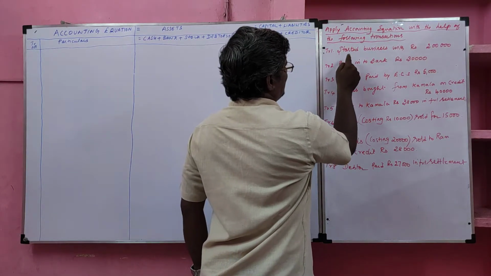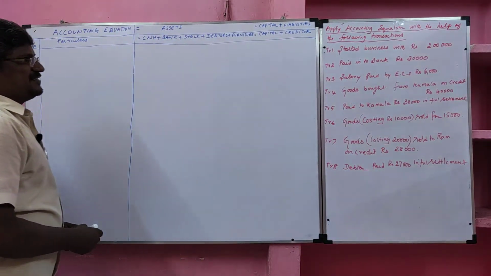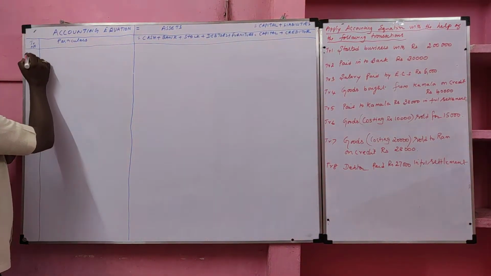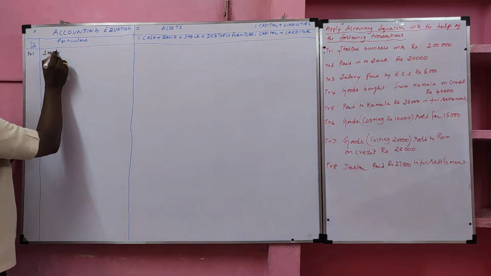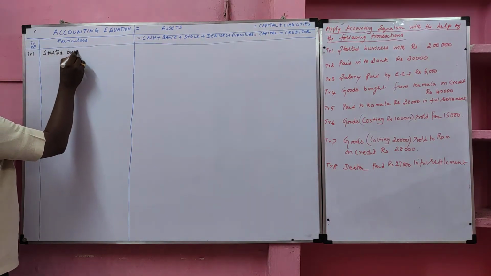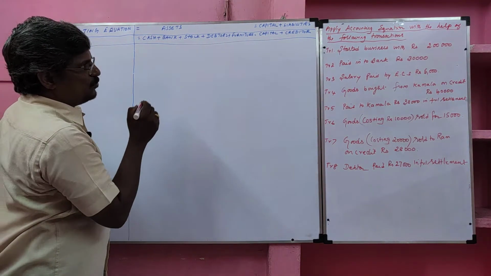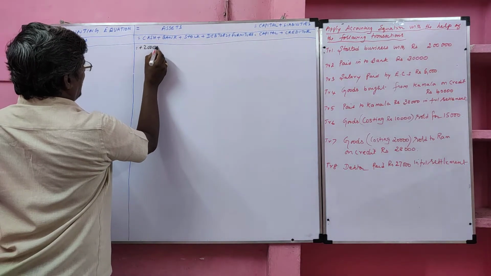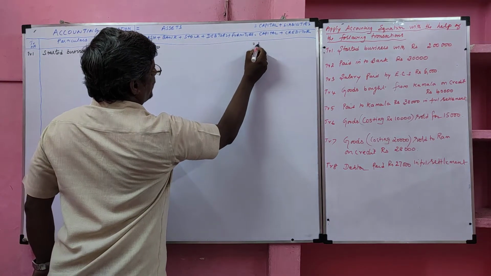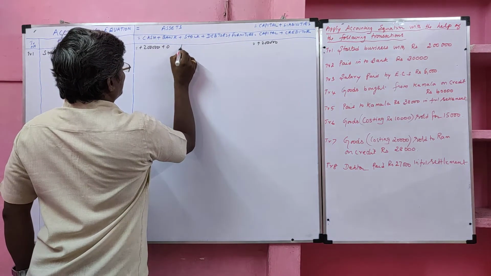Apply accounting equation with the help of the following transactions. Transaction 1. Started business with rupees 2 lakh. How much invested? 2 lakh. What happened? Cash increases by 2 lakh. Capital also increases by 2 lakh. Other items we can mark as 0.